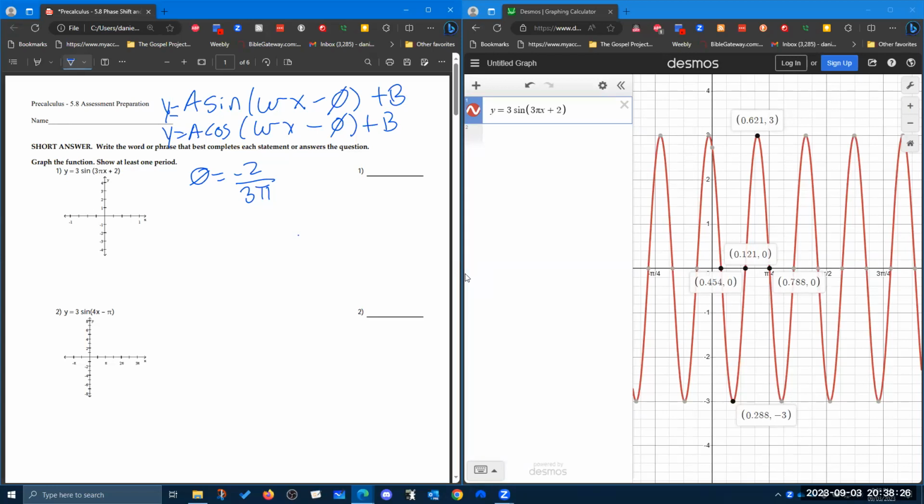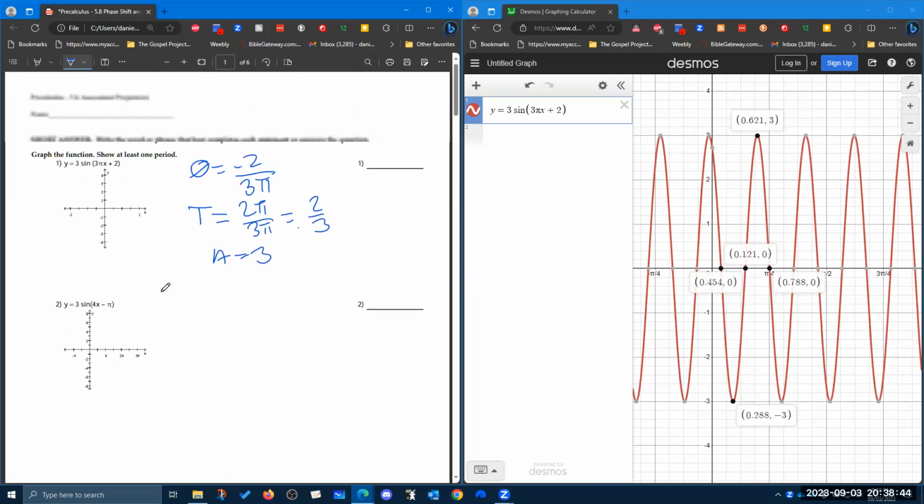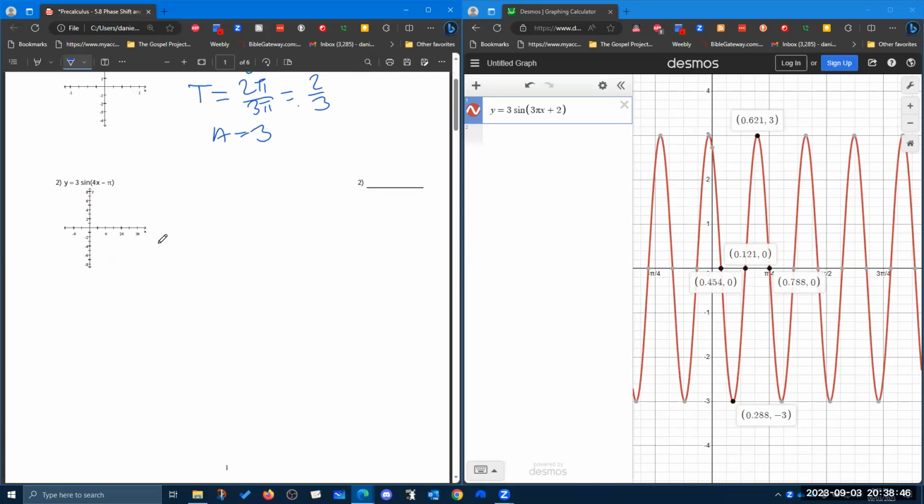My period is going to be 2 pi over 3 pi, which is 2/3, and my amplitude is going to be 3. And that's what's going on with this sine graph over here. So you need to graph at least one period of that. Let's look now at the next example.